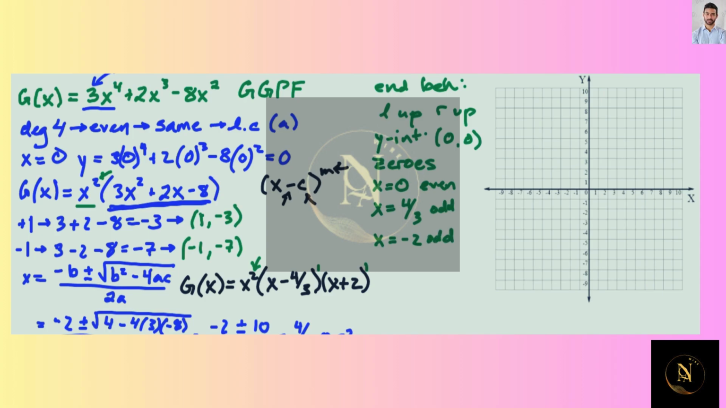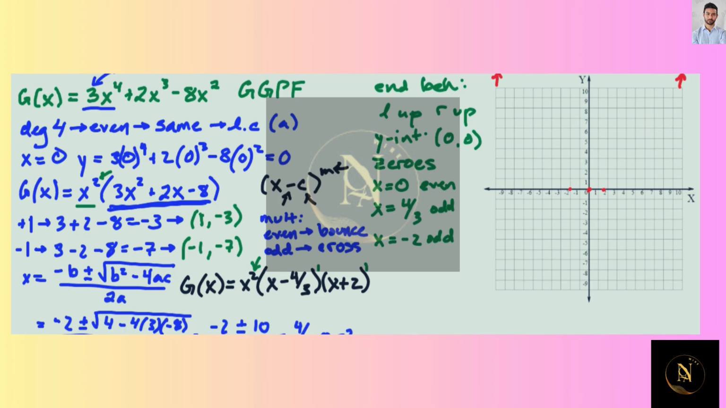And the reason I'm doing this is because with multiplicity, if it's an even number, then the graph will bounce off of the x-axis at that point. If it's odd, it's going to cross the x-axis. Okay, so now we know how the graph behaves at each of our points. So I'm going to graph my y-intercept and my zeros. We have our origin for our y-intercept, and then we have 4/3, we have negative 2. And we know that our end behaviors are left up and right also up.